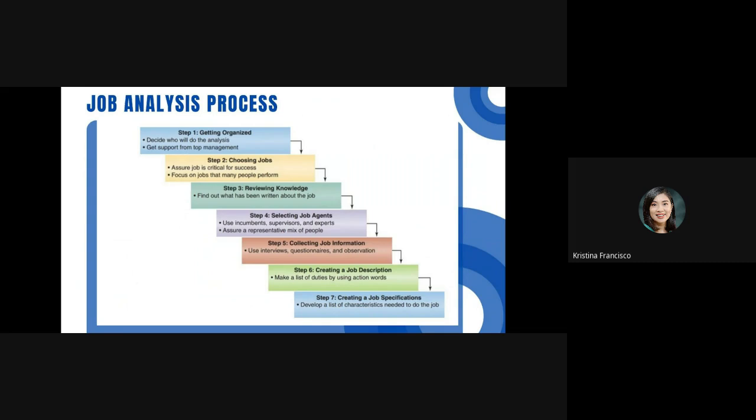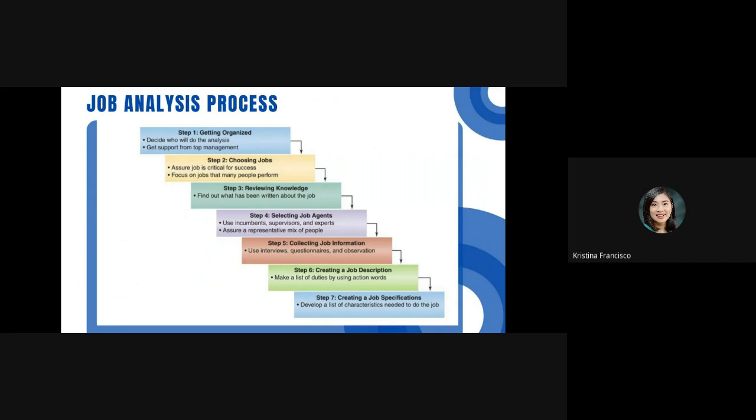So job agents are the people who will provide the job information. In many cases, the best people to provide this information are the job incumbents. Pag sinabi nating job incumbents, these are the people currently doing the job. So in order for us to understand the job, job incumbents are the best resource of information kasi nga they are the ones who are doing the job.